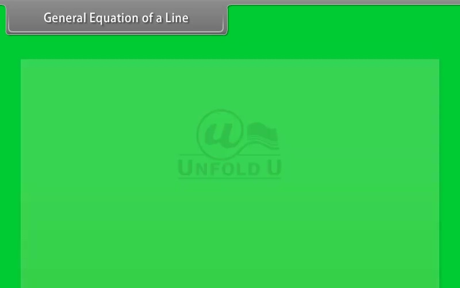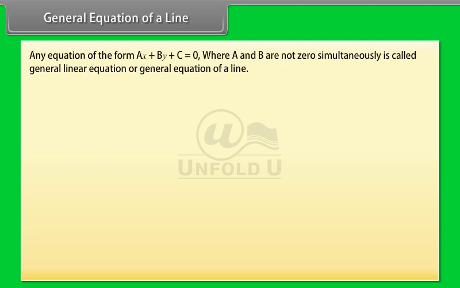General equation of a line. Any equation of the form ax plus by plus c is equal to 0, where a and b are not 0 simultaneously, is called a general linear equation or the general equation of a line.